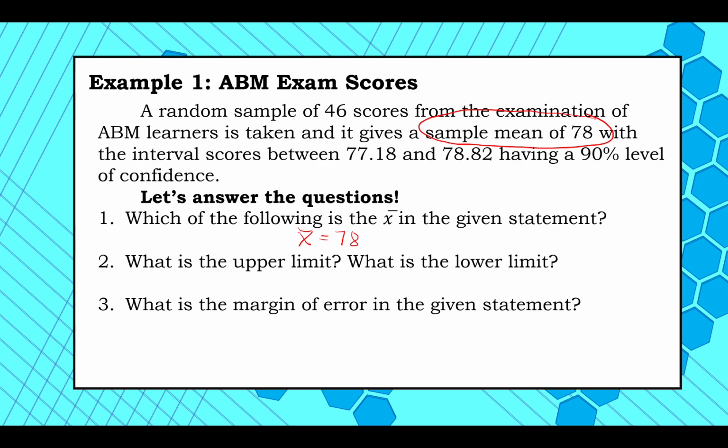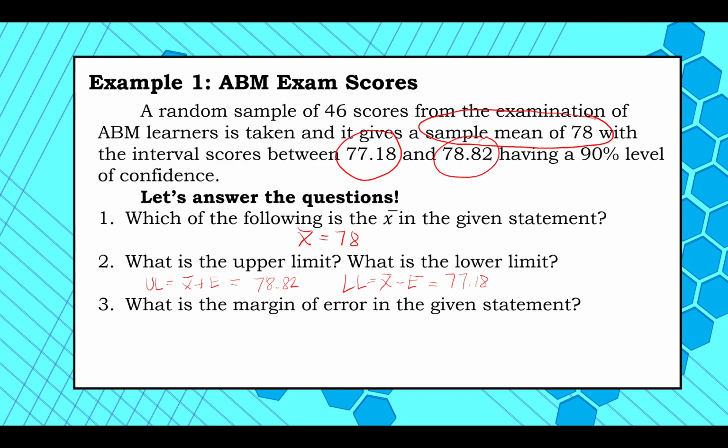Second question, what is the upper limit and what is the lower limit? Earlier, we defined that the upper limit is computed by adding the point estimate and the margin of error. But in this problem, it is already defined that the upper limit is 78.82. While to compute for the lower limit, we subtract the margin of error from the point estimate. In this problem, it is already stated that the lower limit is 77.18.